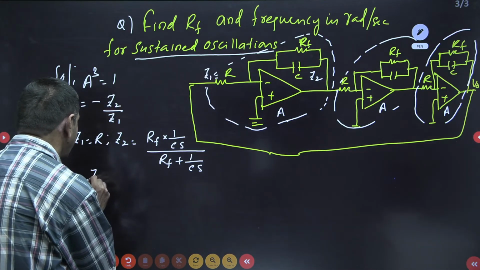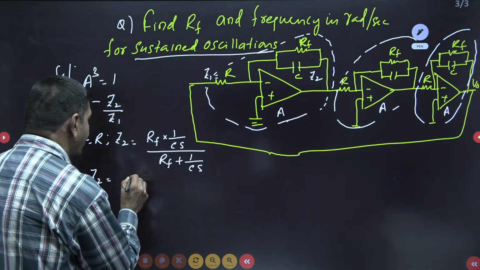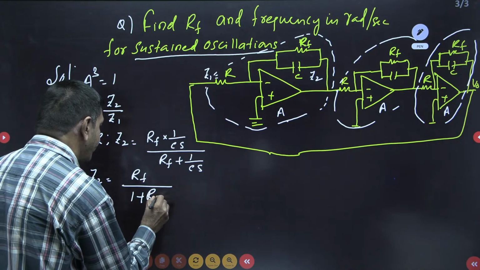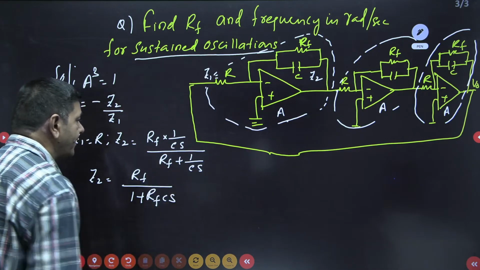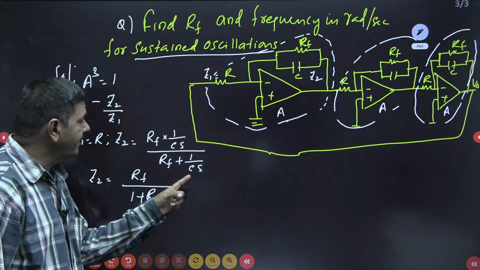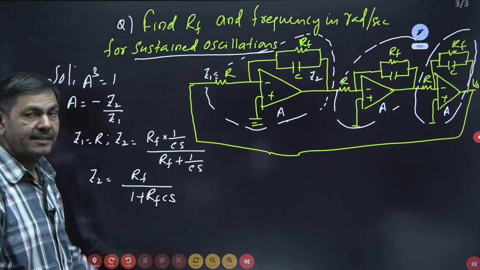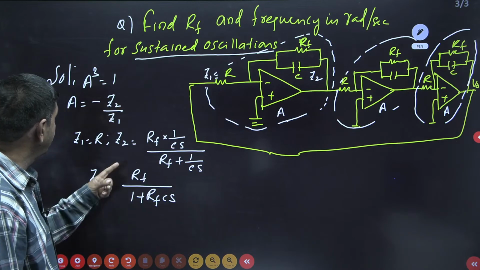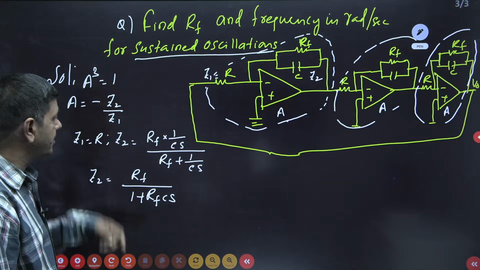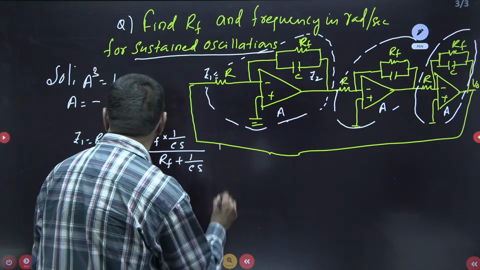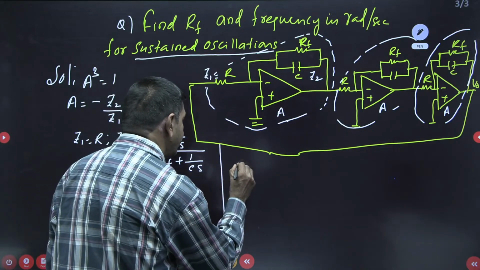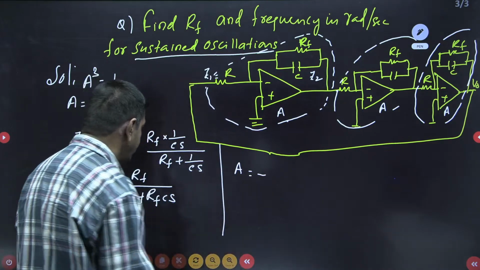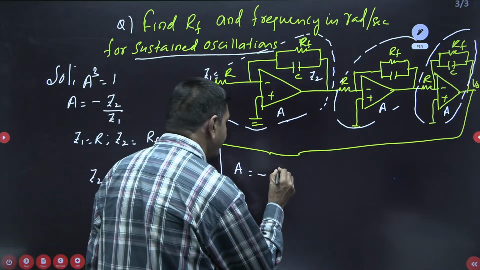How can I simplify? Z2 equals RF by 1 plus RF into Cs. So these two values are more important to get the A value now. Here I want to substitute. A equals, write A. A is nothing but minus Z2 by Z1, and Z2 is this RF by 1 plus RF into Cs.